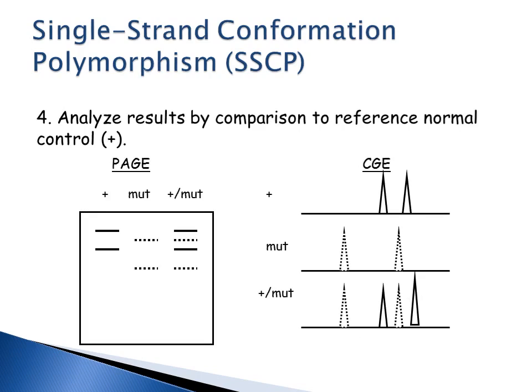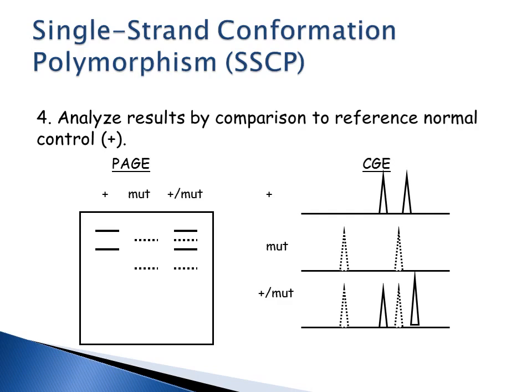So if you were looking at polyacrylamide gels, you would see your normal control and you would see the size and location of that. And then if you had a mutation, there's going to be a difference in folding, so it's going to run through the gel differently. So you're going to see two different bands, or however many bands you happen to be looking at, but it's not going to run the same as your test control.